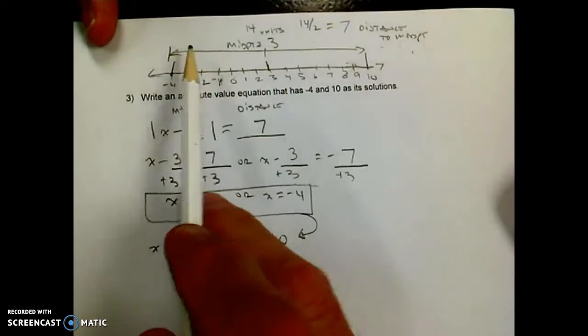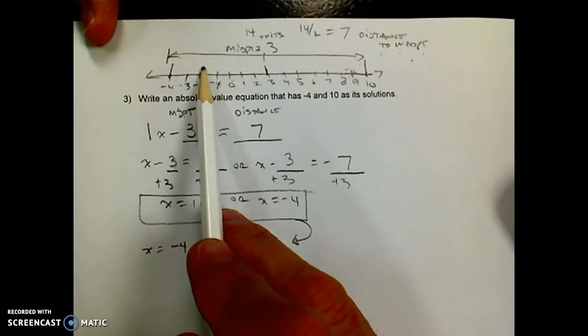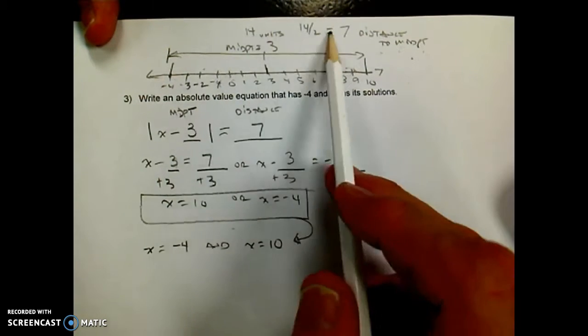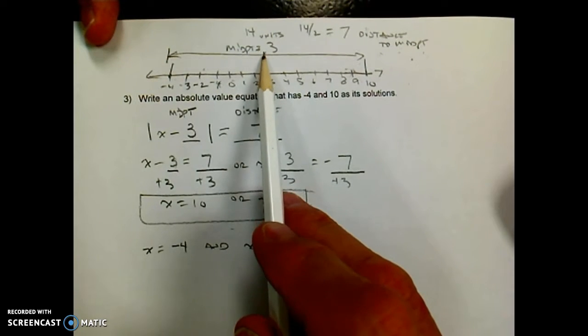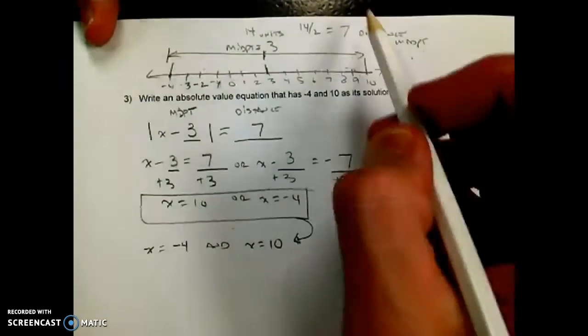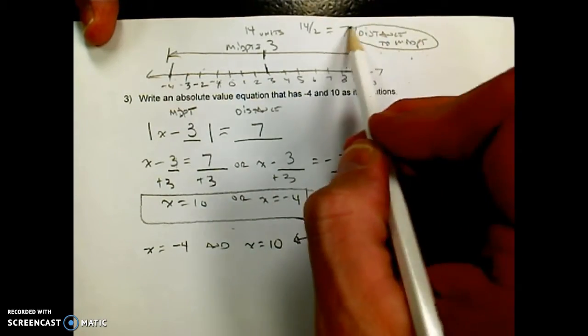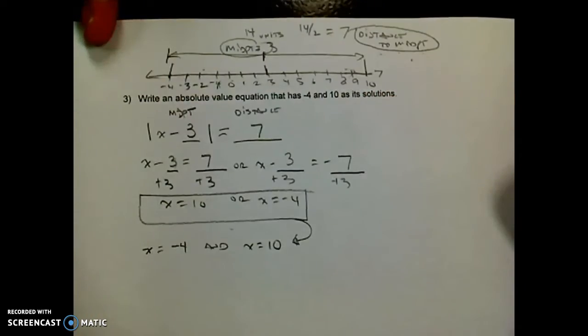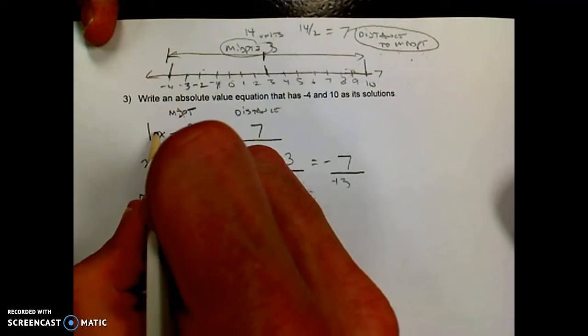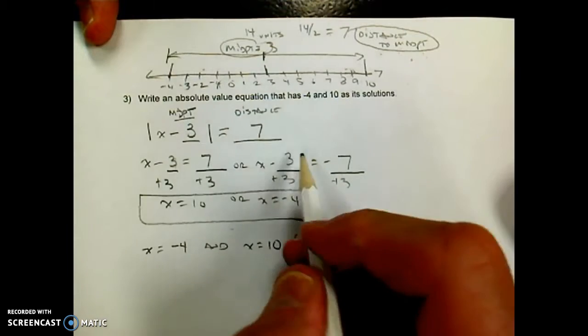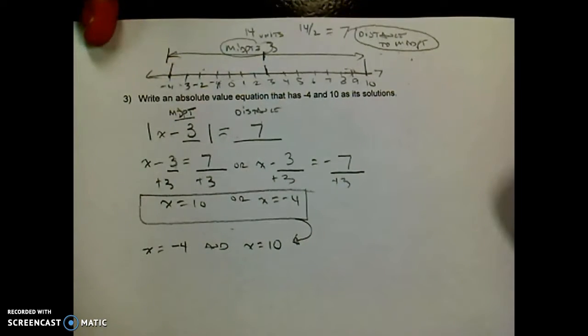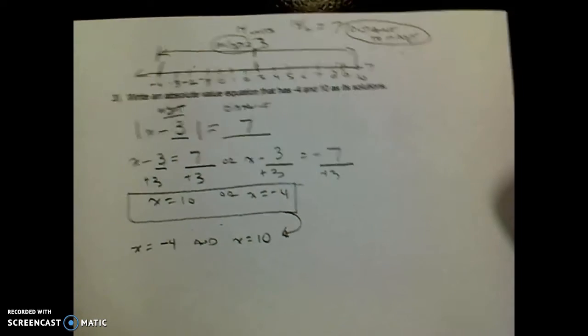So the steps on this. Determine the distance between the endpoints. Take that distance, cut it in half. Use that to find the midpoint. We're interested in two things, the distance to the midpoint and the midpoint itself. When we write our absolute value equation, it's going to be x minus the midpoint equals the distance. Then we can set up our two equations and solve.